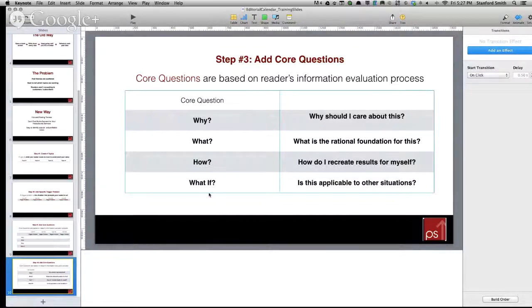All right. The second one was what, and this is for those intellectuals out there. This was what is the rational foundation for this particular topic? What are the principles? What is the evidence? What are the success stories? That is what they wanted to know.